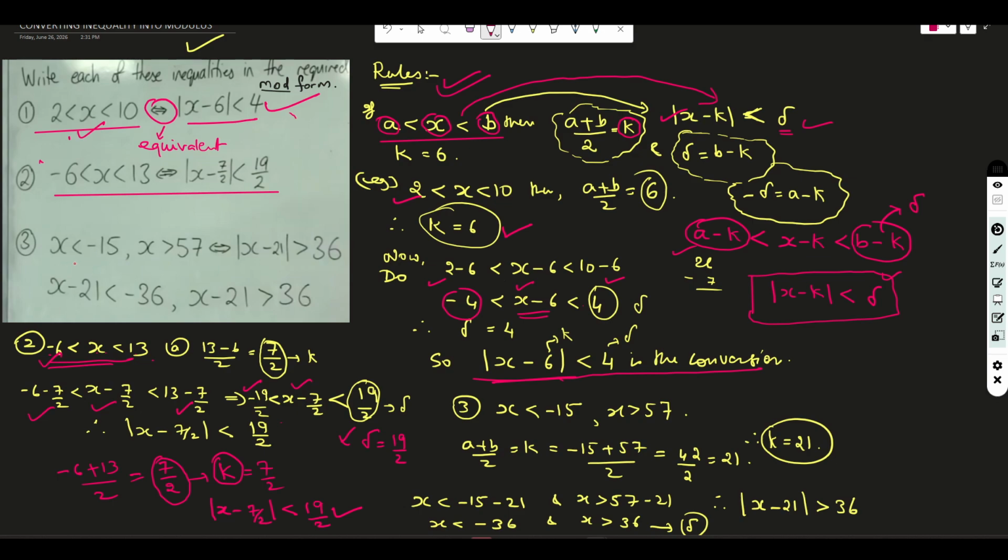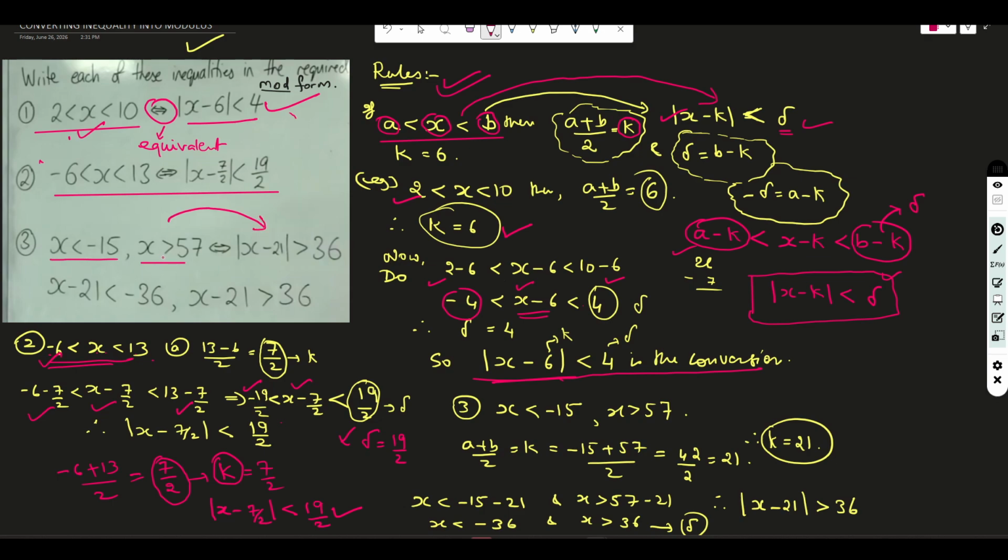Now in the third one, it is slightly different. The inequality is not x between something and something, but there are two inequalities which are in fact reverse. Reverse means what? Here you can see that it is x greater than 57. Another inequality given is x less than minus 15. So one is greater than something, one is less than something. When x is greater than something and x is less than something, and you want to convert it into a modulus form, what are you supposed to do?